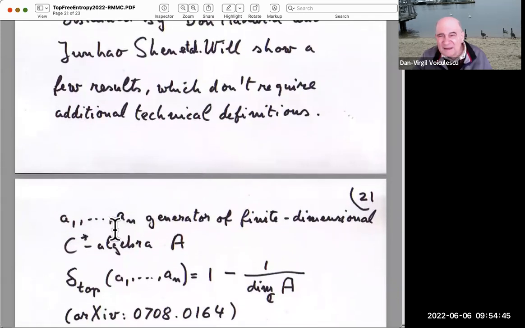If A1, ..., An is a generator of a finite dimensional C-star algebra A, what is the free entropy dimension of A1, ..., An? And the answer they found is that it's just 1 minus 1 over the dimension of the C-star algebra. And of course, the formula as such shows that it does not depend on the choice of the generator.